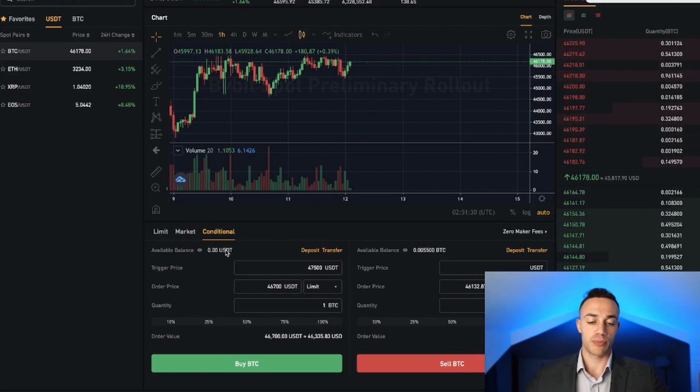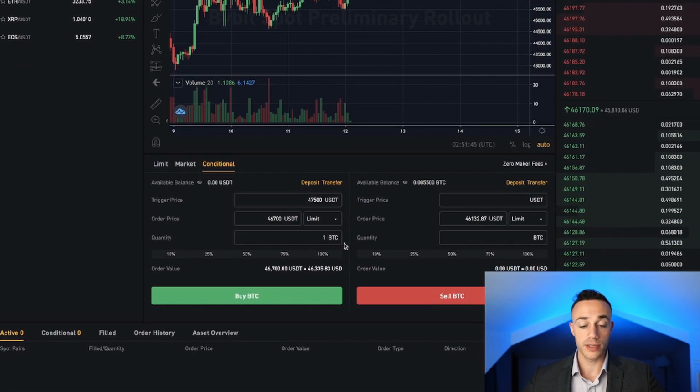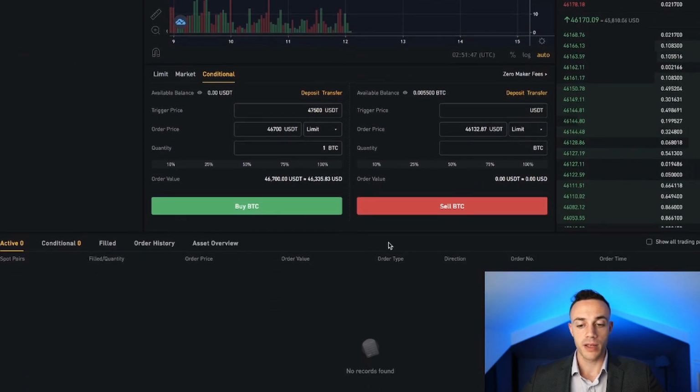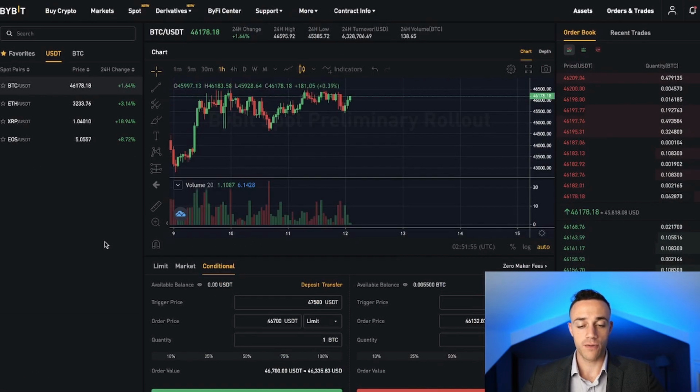If price just exploded past the level and then never came back down to 46,700, we don't get filled. And if price never hits 47,500, we don't get filled either. So a conditional order does give you some more options when you are actually trading, which is great. Now over here in the bottom, as well, is where you'll see all of your active positions, as well as your order history. So it's all down there for you to see. You can see all of your records.